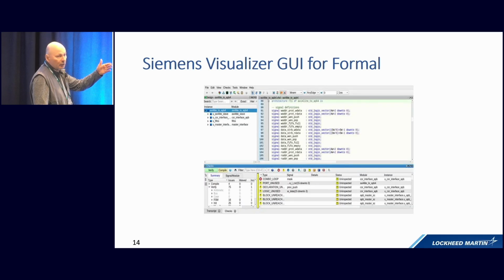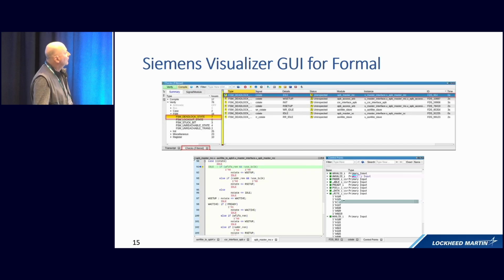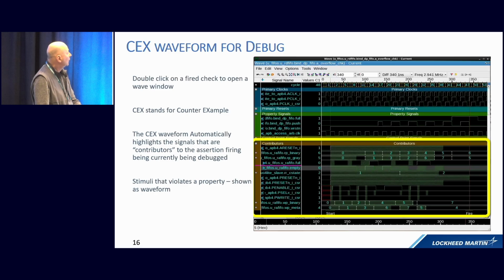The GUI is very familiar, with the hierarchy on the left. On the bottom, we can see the transcript and the RTL on the right. And again, the visualizer GUI that we are familiar with from simulation and from Siemens. This is the advantage.